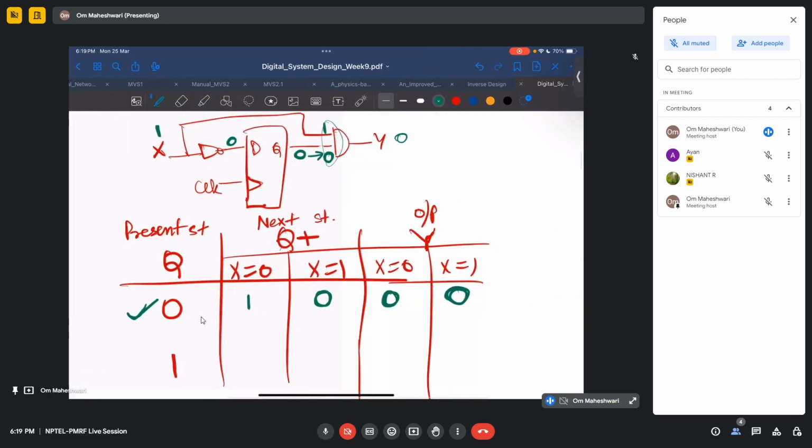Whenever you have a doubt, please let me know. Now we are doing the analysis for when Q is 1. The previous state was 1, input is 0, this will become 1, this will again remain 1, so 1 will be here. This is 0 here, so this will be 0. Now for X equals 1, this will be 0, this will change to 0.